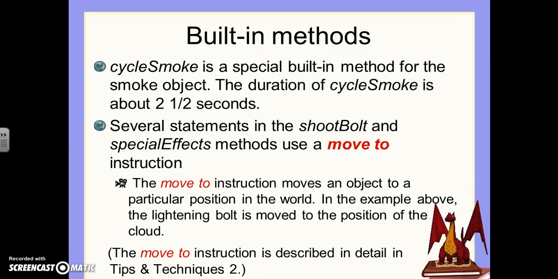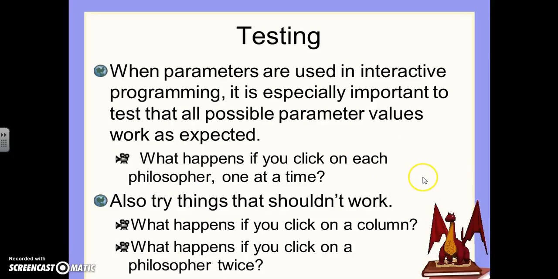There are several statements in the shoot bolt and special effects methods used to move to instruction. The move to instruction moves an object to a particular position in the world. So in this case, it was the philosophers. In the example above, the lightning bolt moved to the position of the cloud. Now, the move to instruction is described in detail in tips and techniques too, so feel free to go back and review that so that you feel comfortable using that when we have some of our future worlds that we'll be doing in class and then also on your own.